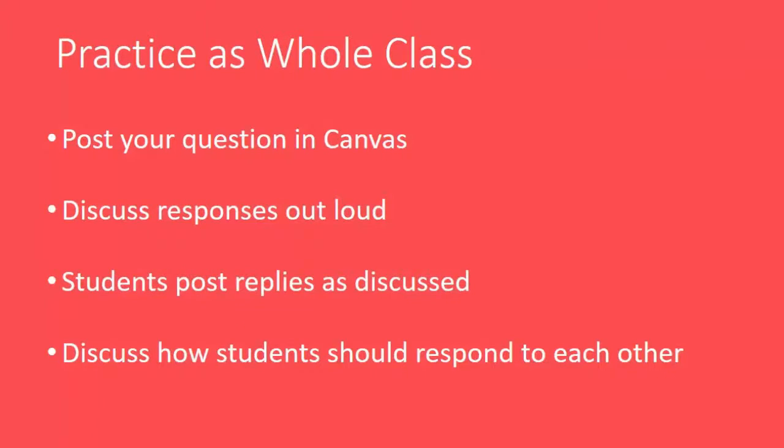So here are two ways that you can do that. First, do a practice question as a whole class. Post your question in Canvas and then out loud discuss their responses. Then have students post their replies to the practice question just as you talked about. In this out loud discussion as a whole group, you can also include how students should respond to each other, especially if there will be varying opinions. The 15 rules of etiquette for online discussion boards could also be helpful to you.